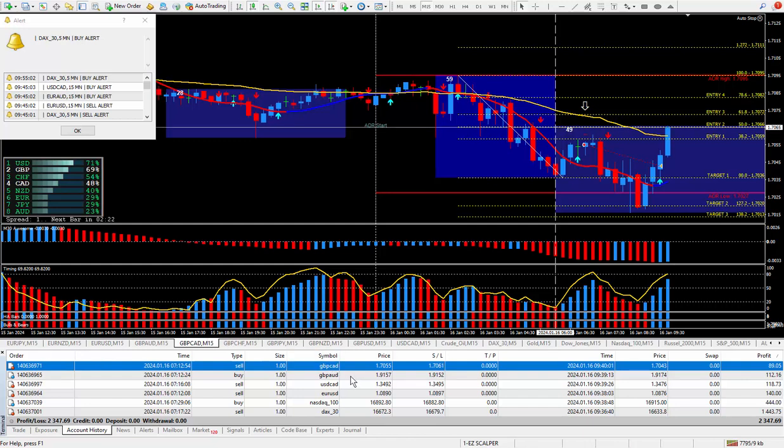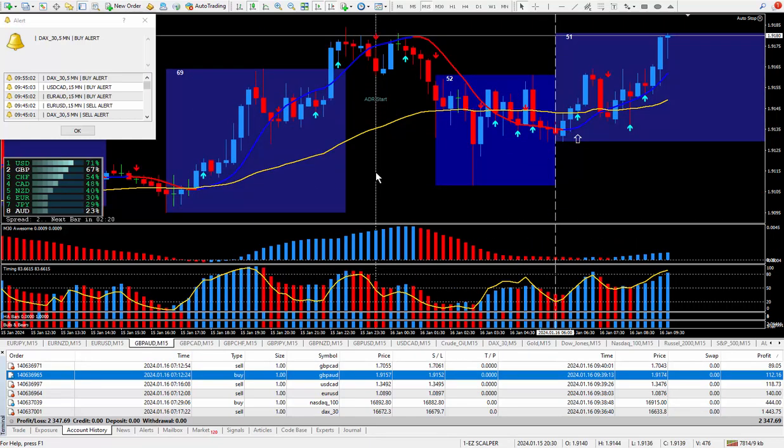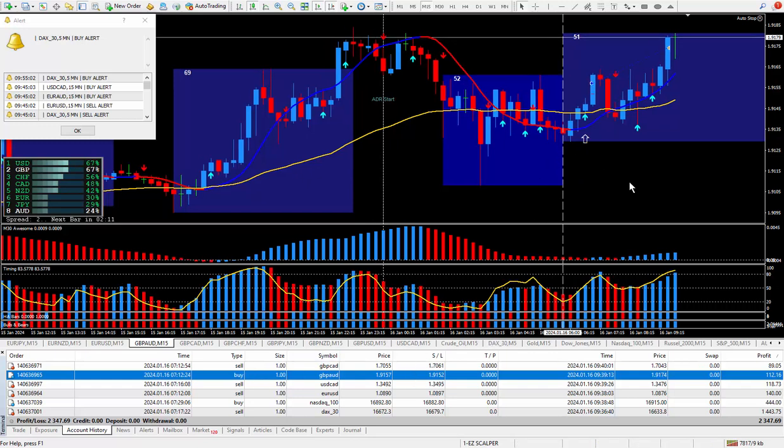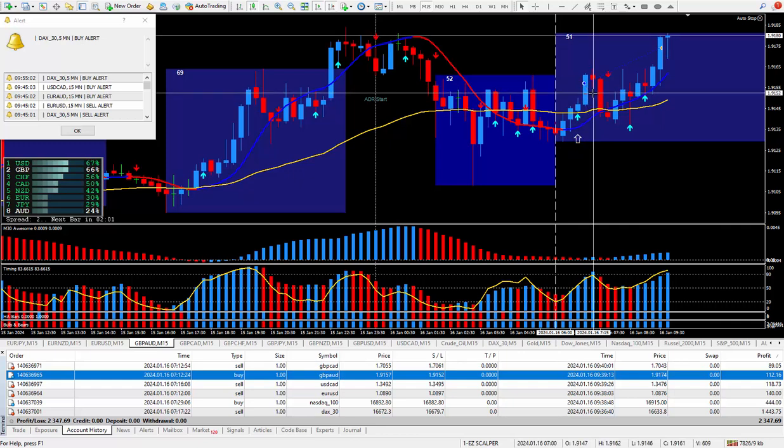Moving on to the next trade, which is the pound Aussie. Here we go. I ended up buying this one. Let's see where I got in at. I took the trade at this cursor. Super Signal, Scalper, Daily Trade Plan.